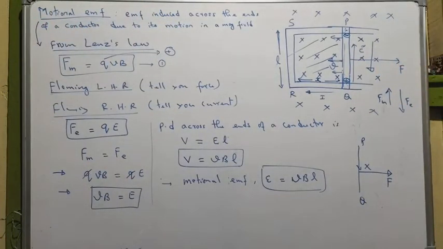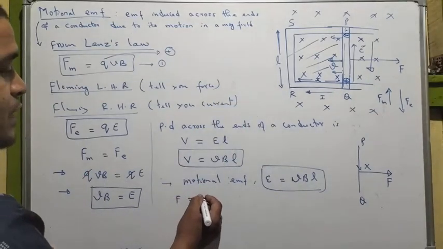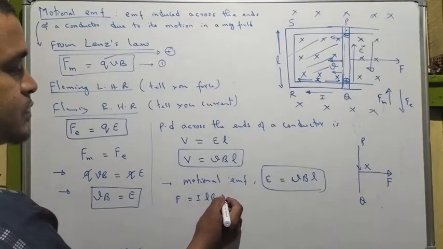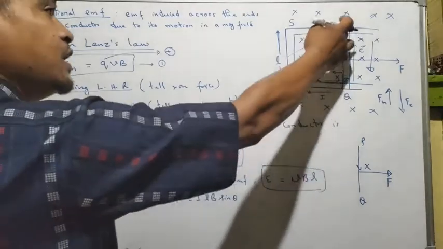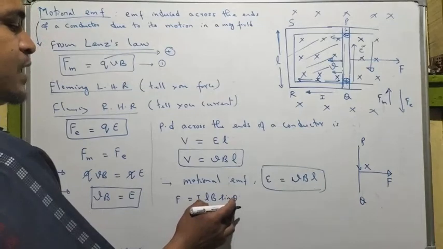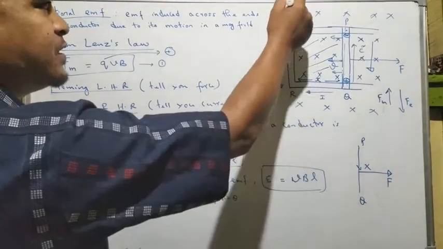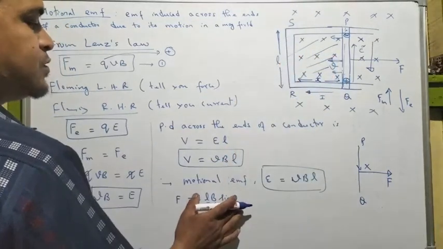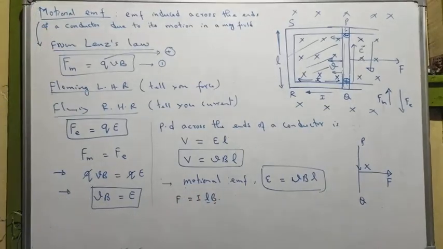And the expression of this magnetic force F is equal to I L B sine theta, where I is the current, L is the length of this conductor, B is the magnetic field, and theta is the angle between L and B. So we know L is like this, B is like this. So sine theta means sine 90, and sine 90 is equal to 1. This is the magnitude of the magnetic force.